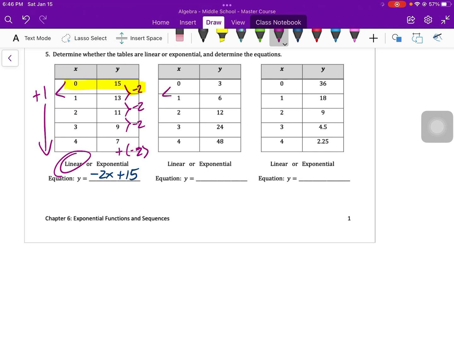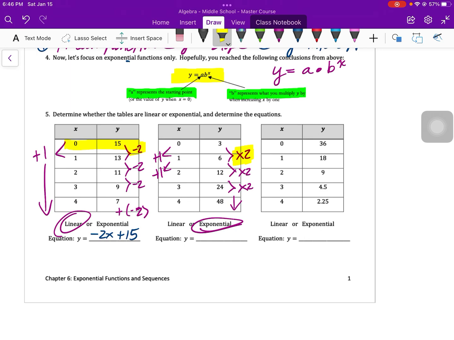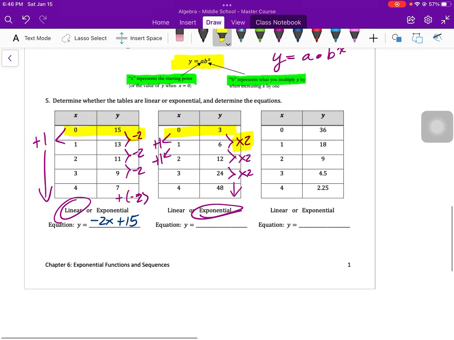All right, let's look at the second one again. As x is increasing by 1, this time we're multiplying our y values by 2 all the way down the table. So that continues down there. So because we're multiplying our change in y, this is an exponential function. Okay, so remember that a is our starting point, so that's the point at which x equals 0. The number we're multiplying by is our b. So this function is written as y equals 3 times 2 to the x.